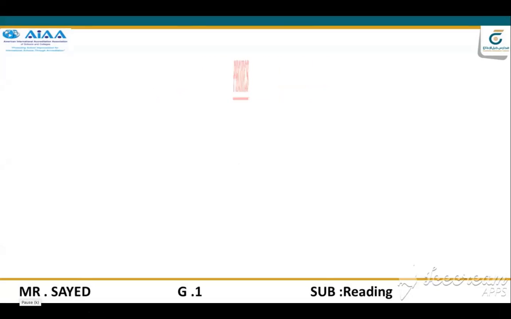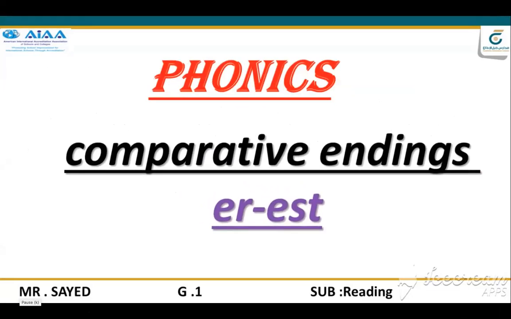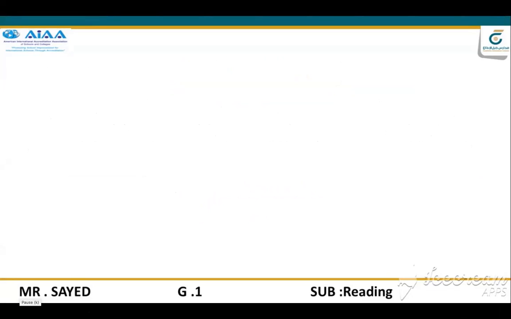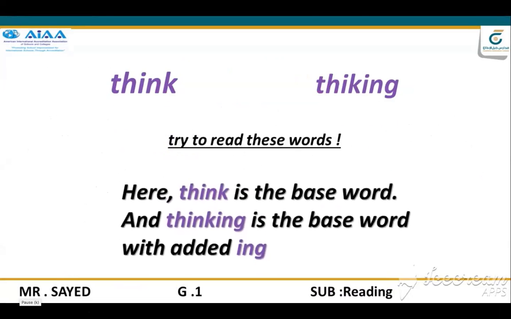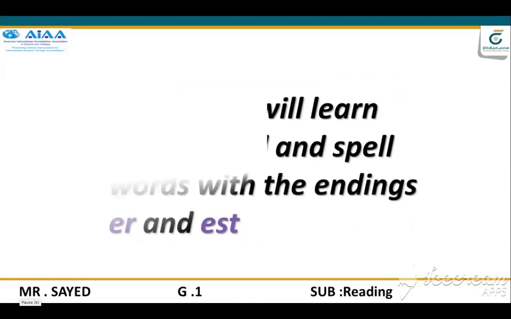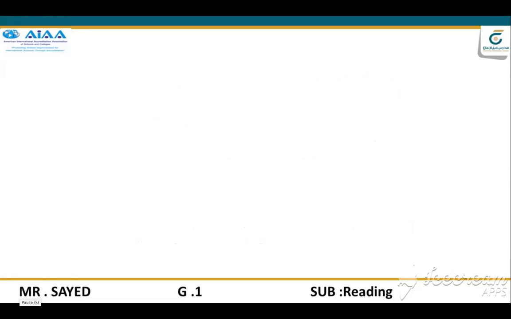When we add ER to EST, as you can see, it's going to start with phonics. Comparative endings, ER, EST. We have think and thinking. Here, think is the base word, and I think she just spelled it wrong. And thinking is a base word with adding ing, which we've seen before. But today we're going to learn how to read and spell words with the endings ER and EST. We're also going to learn when do we use ER and when do we use EST.